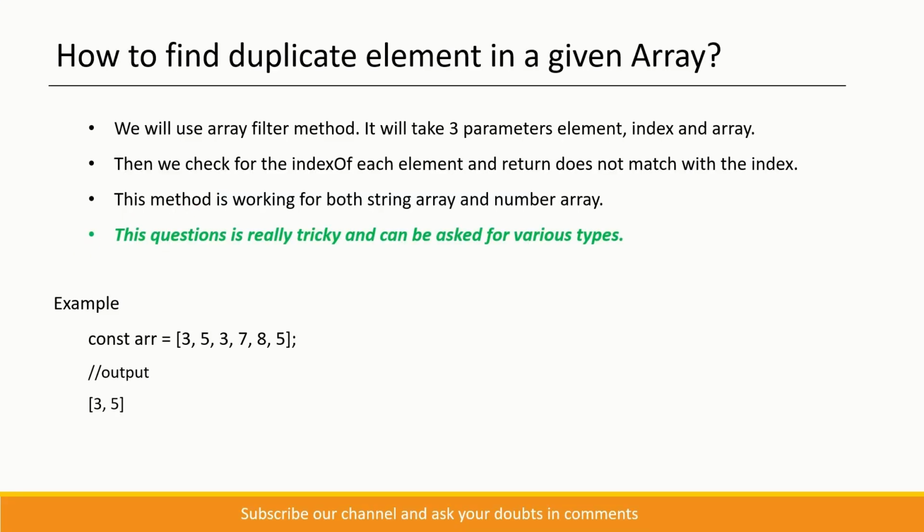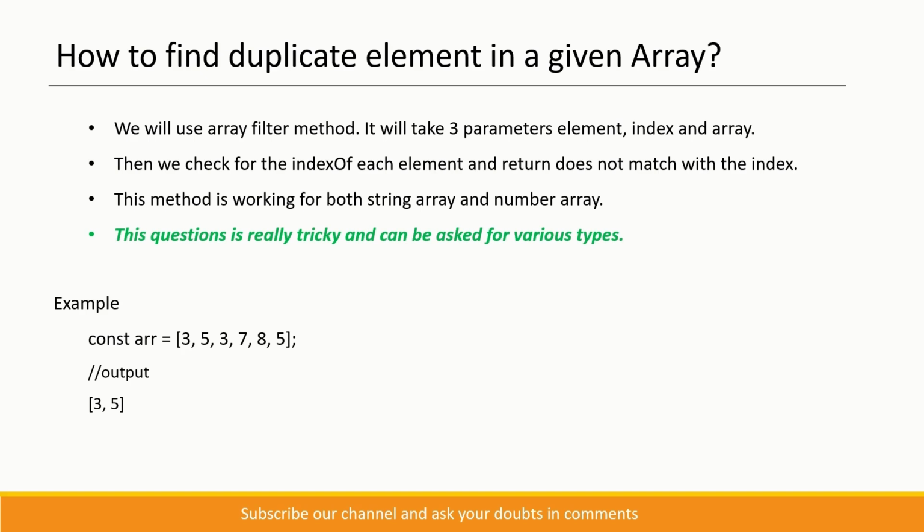Question: how to find duplicate elements in a given array? In JavaScript we will achieve this scenario using the array filter method. The array filter method takes three parameters: first one element, second one index, third one array. The third, array, is nothing but the given array. The second, index, is the current index of that array. The first one, element, is each and every element.